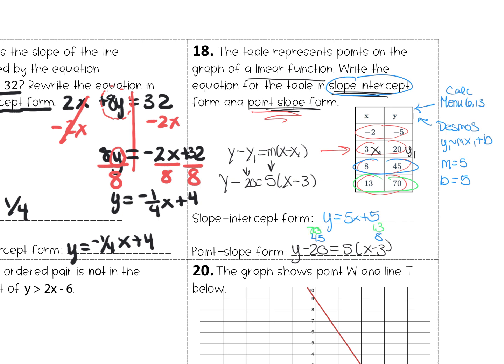The only tricky one is this one up here, because you're going to end up with y minus a negative 5 equals 5 times x minus a negative 2. And right here, this minus is going to make a plus, and this minus and minus make a plus. But you can use any one of those points that you want.